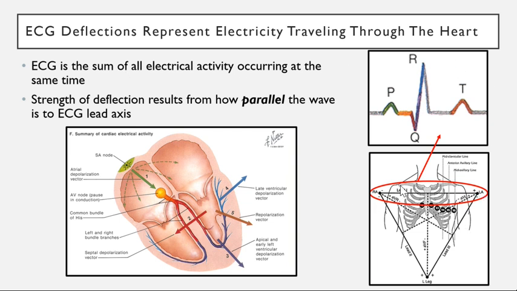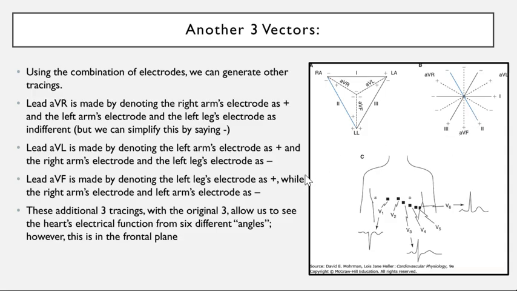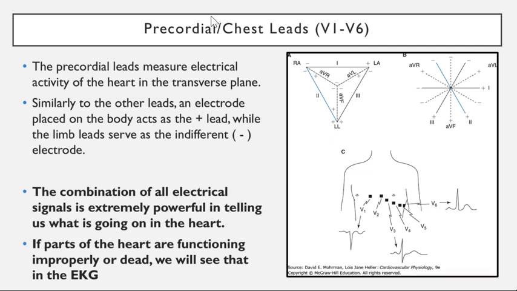Now, what's important here, and the reason why that works so well, is that you need something that can pick up the electrical conductance parallel to the directionality of which way the electricity is flowing. Your heart's in the center of your chest, pointed downward slightly to the left, so you need something that follows that same electrical conductance. The strength of detection results from how parallel the wave is to the ECG lead axes. But again, y'all don't need to know this too much. There's a whole bunch of vectors; you can honestly just delete these slides if you want.